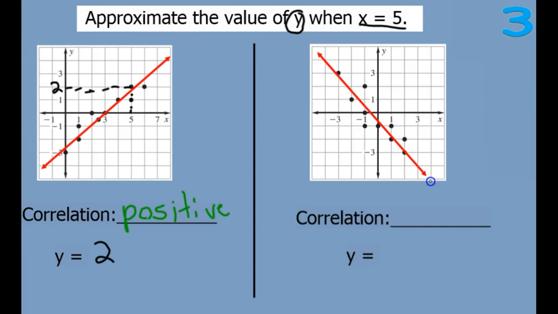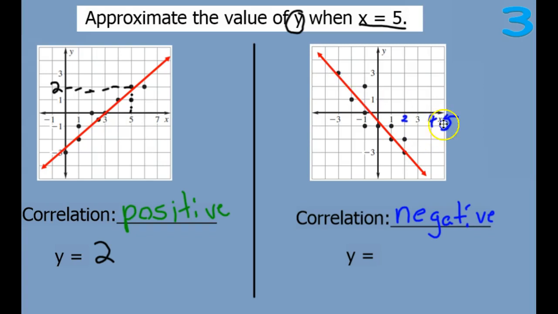Here we have a correlation that's going downhill. If our correlation is going downhill, we know it's going to be negative. Now we need to look for when x equals 5. So x equals 1, 2, 3, 4, and 5. So 5 is all the way out here.